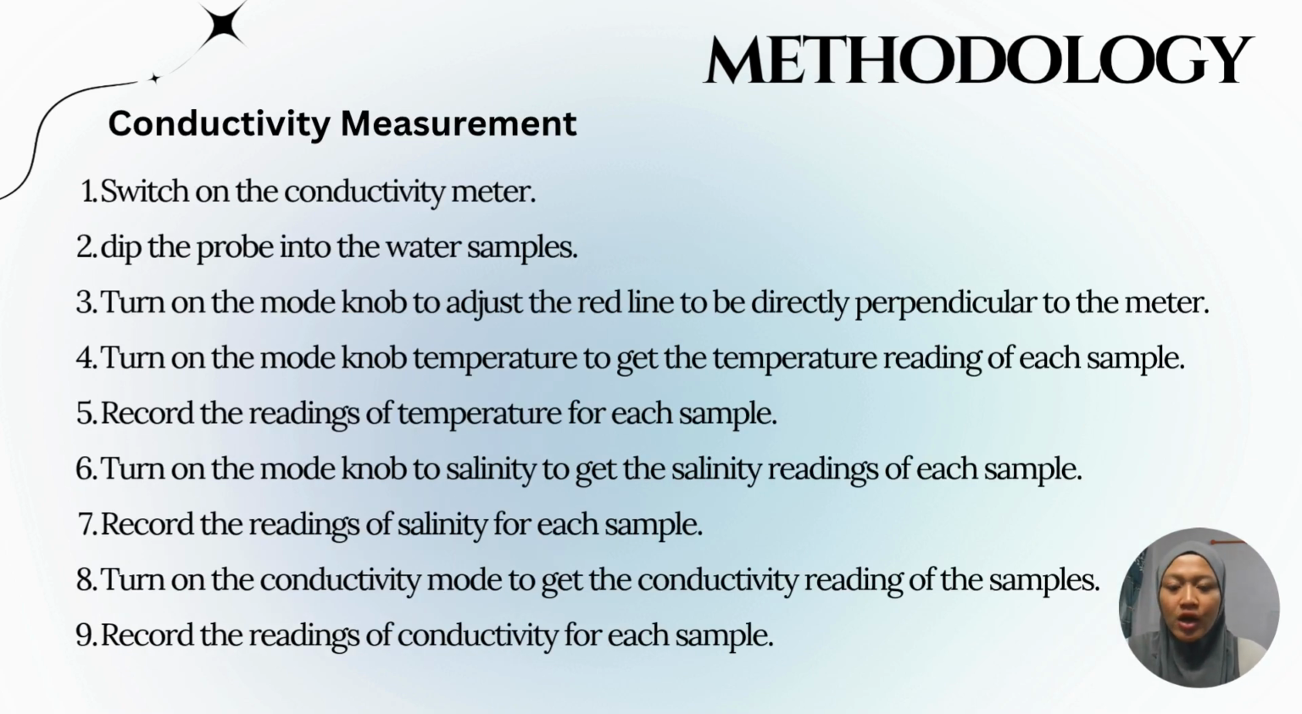So next, we measure the conductivity. Firstly, we need to switch on the conductivity meter and then dip the probe into the water sample and then turn the mode knob to adjust the red line to be directly perpendicular to the meter. And then turn the mode knob to temperature to get the temperature reading of each sample, and then we record the readings of temperature for each sample.